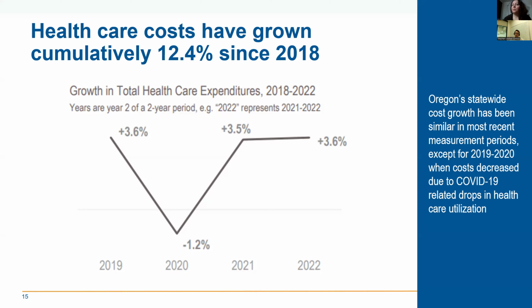And that was where we saw cost decrease because of the COVID-related declines in utilization. So overall, pretty stable, not really seeing a lot of trend upward or downward year over year. I think 3.6% is right in the ballpark of what we've been seeing apart from that COVID year. However, this all adds up. And so cumulatively, since 2018, healthcare costs in Oregon have grown 12.4%. Just don't want to lose sight of that, as it seems like we're doing well, we're pretty close to the target, but this is continuing to have that compounding effect on affordability.